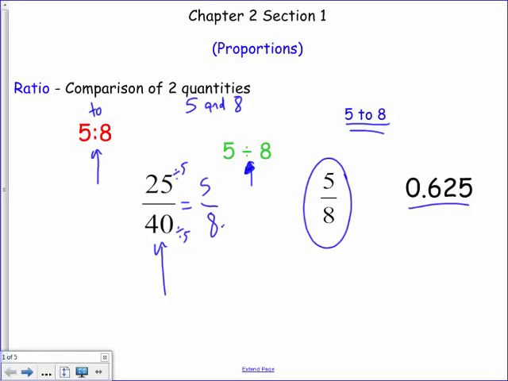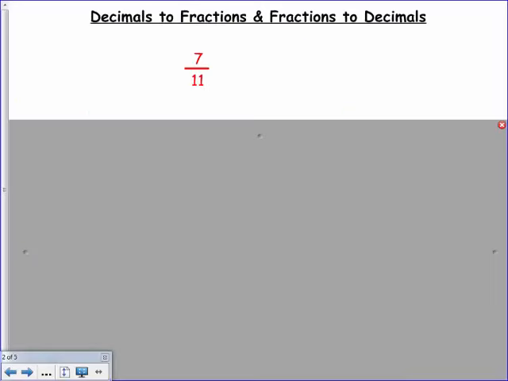We're going to be looking at all sorts of ways of writing our ratios. So when we work with proportions and ratios, it's good that we know how to switch between fractions and decimals. You've learned in the past, if you want to change a fraction to a decimal, you basically just divide. You take the top divided by the bottom.